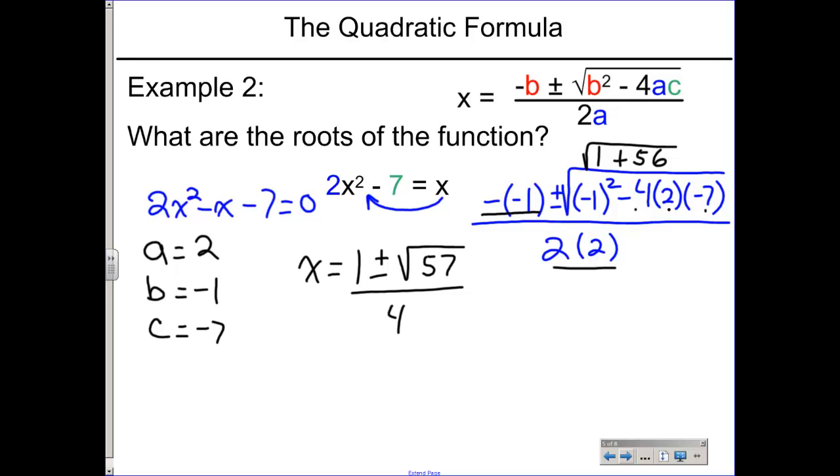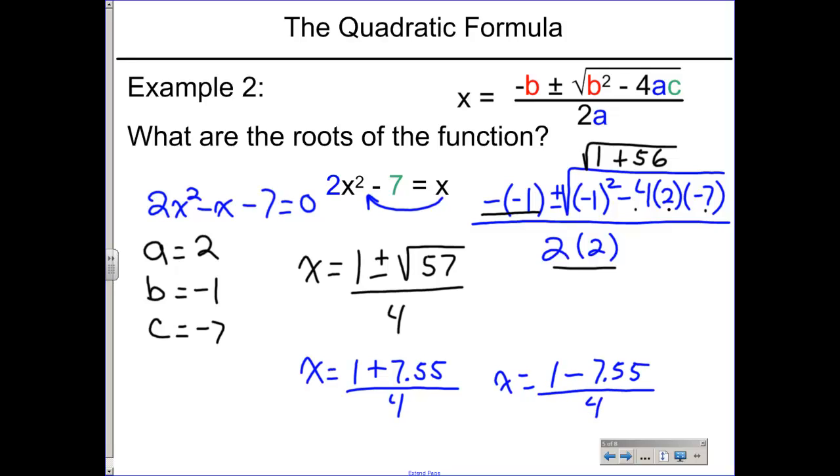Now I'm going to write it as two separate equations, once with the positive, once with the negative. So x equals 1 plus, now here's where you got to go to your calculator, do the square root of 57. And it comes out to about 7.549, so I'm going to round that to 7.55, divided by 4. And x is going to equal 1 minus 7.55 divided by 4. And then you use your calculator to calculate both of those.